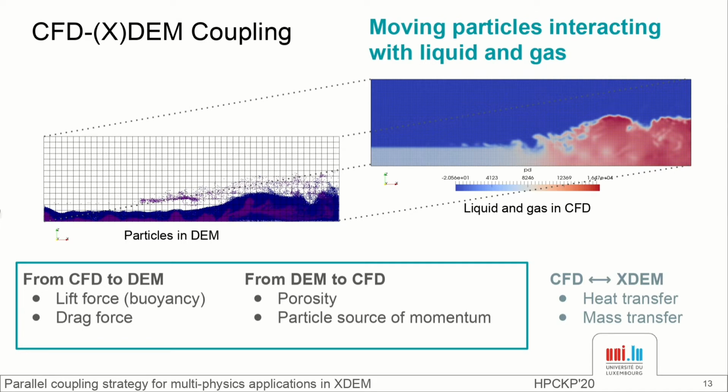On the other way, from DEM to CFD, we want to take into account the effect of the porosity over the fluid. For example, when there are a lot of particles, it will prevent the fluid from moving, so this will decrease the porosity. And we want also to take into account the effect of the particle momentum, the particles moving, that will actually push the fluid. We can also exchange other types of values between CFD and XDEM, for example, heat and mass transfer, but we will not consider that for now.